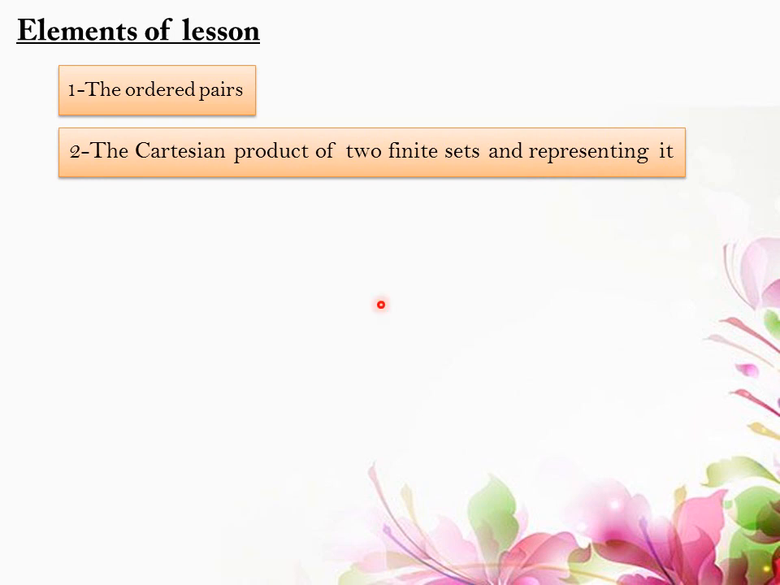Our session will be divided into two elements. Number one, the ordered pairs. Number two, the Cartesian product of two finite sets and representing it. Let's see the first element.